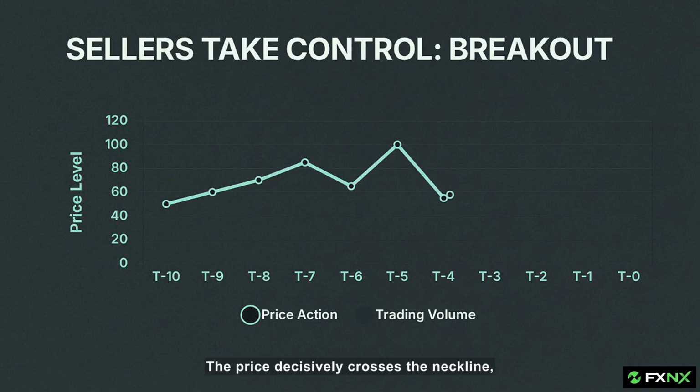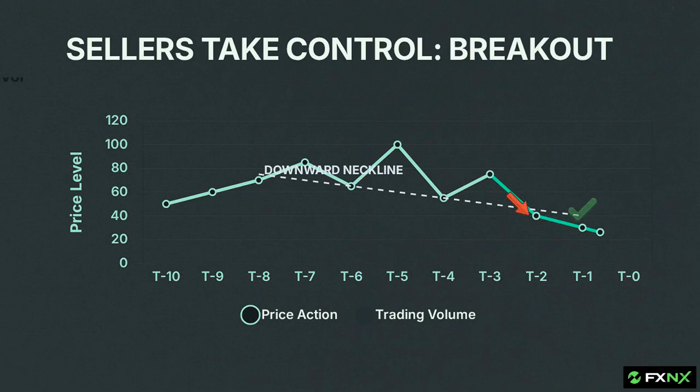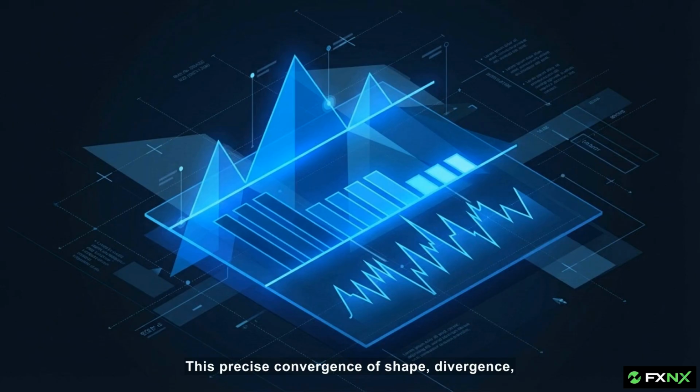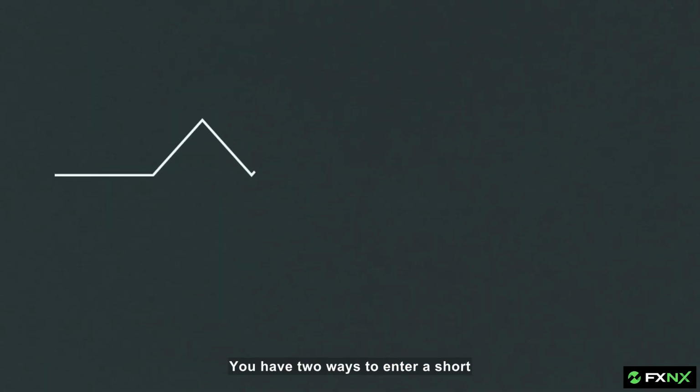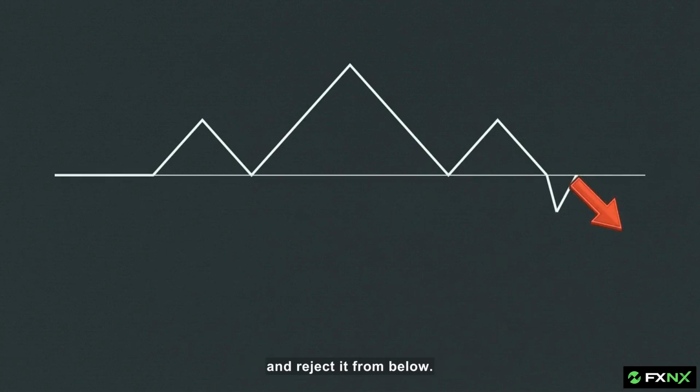The price decisively crosses the neckline, synchronized with a massive spike in volume that confirms sellers have taken control. This precise convergence of shape, divergence, and volume at the neckline transforms a visual theory into a high-probability trade. You have two ways to enter a short trade, which is a position that profits if the price falls. You can enter aggressively on the break, or wait for the price to retest the neckline and reject it from below. Regardless of the entry, you must use a hard stop-loss.